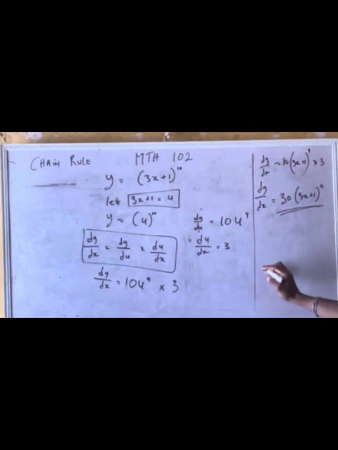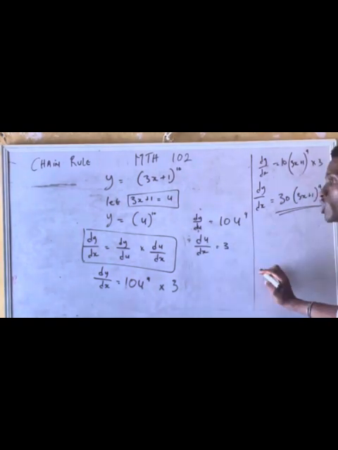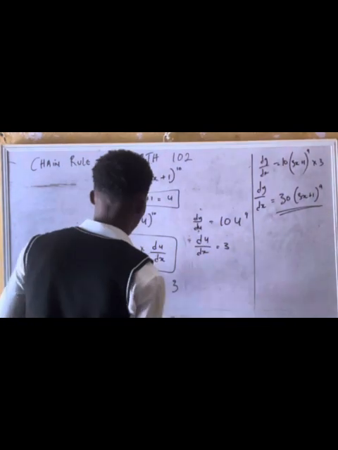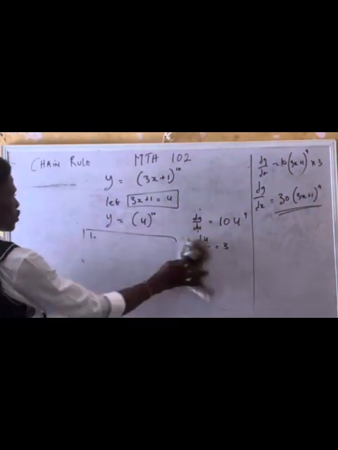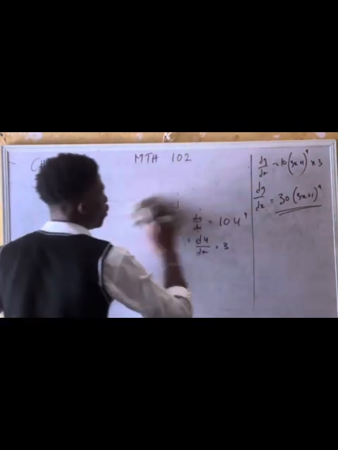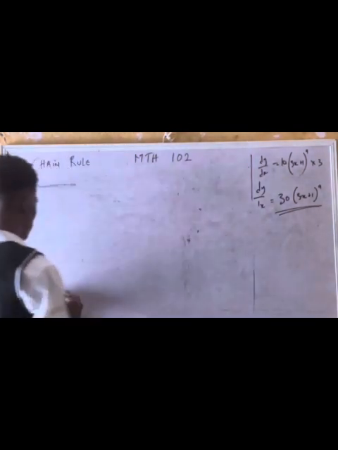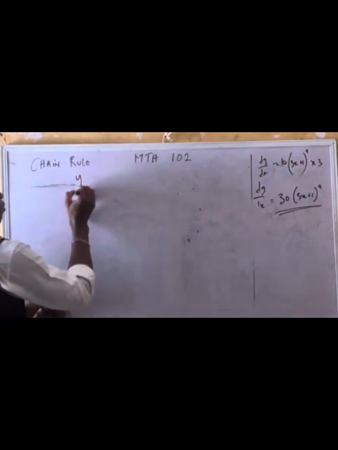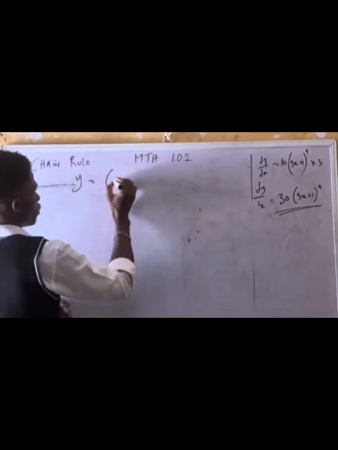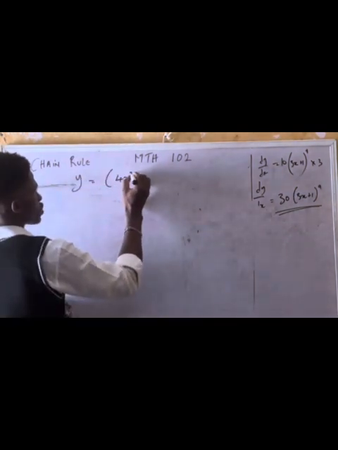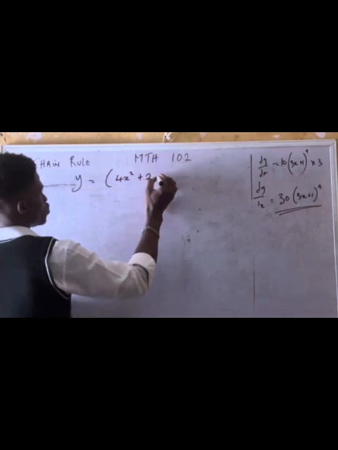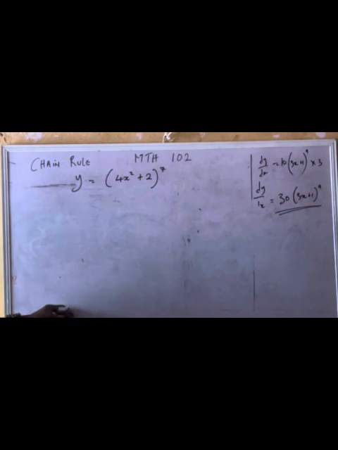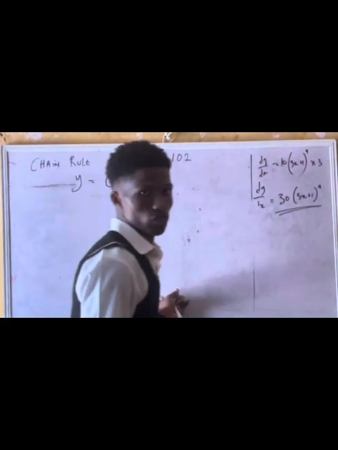And I am going to give you one more example, then you just try it on your own and drop the answer in the comment section, okay? So let me give you this one. See if you can solve, let's say, y is equal to 4x squared plus 2, raised to the power 7. So do this and drop the answers in the comment section.